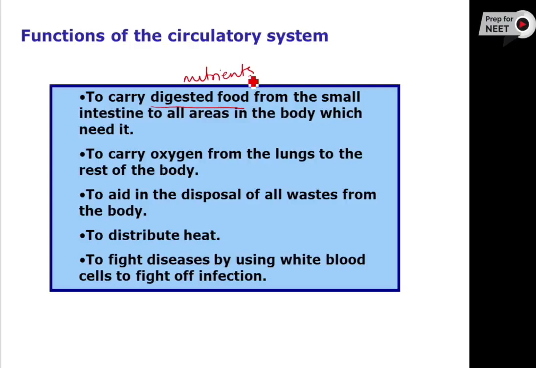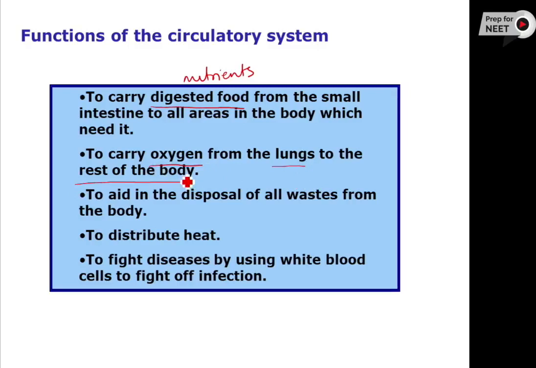We know that in the small intestine there are the intestinal villi, if you remember. They are like finger-like projections in the small intestine, and they increase the surface area for absorption of the nutrients, and after that the nutrients are distributed throughout the body. It also helps to carry oxygen from the lungs to the rest of the body, and aids in the disposal of all wastes from the body.